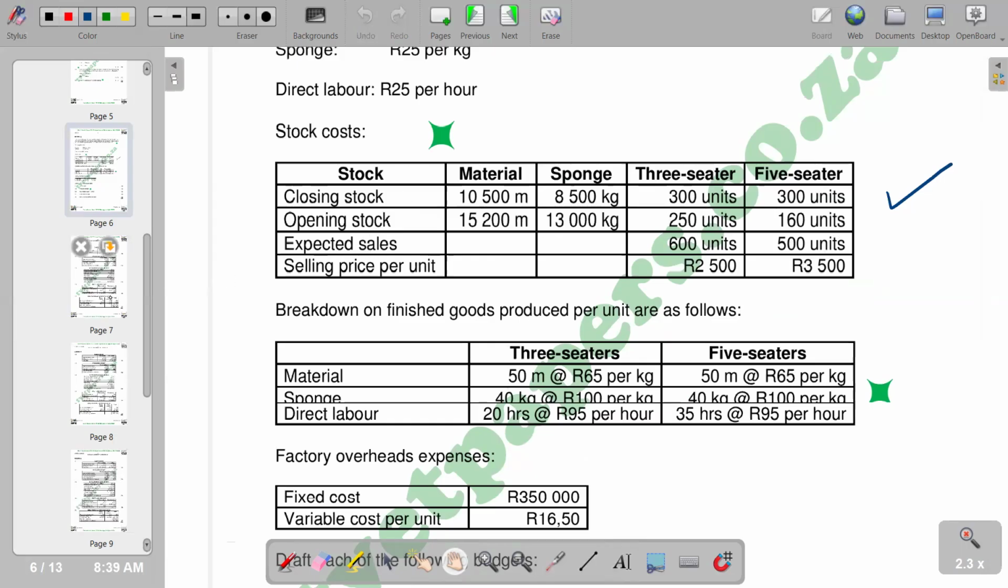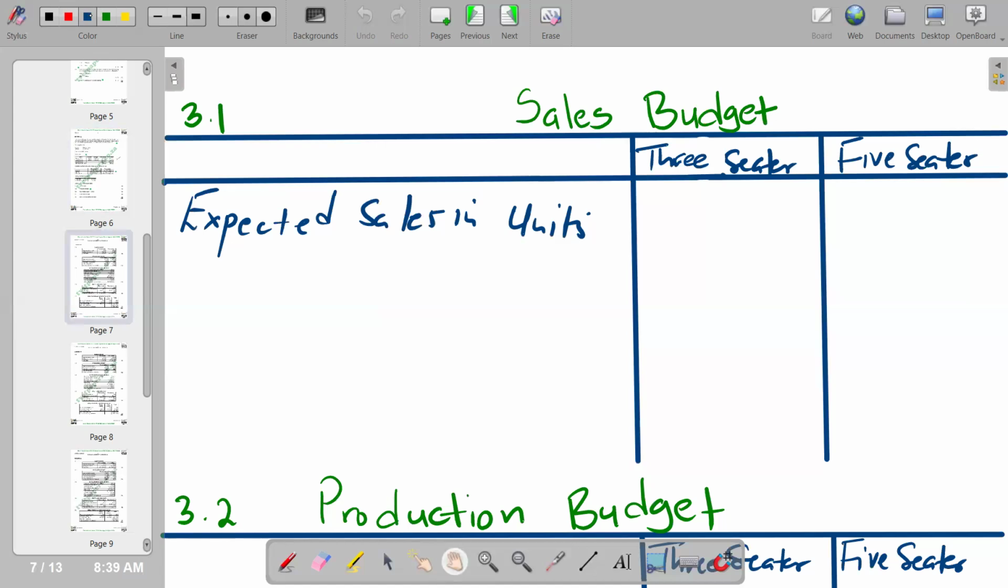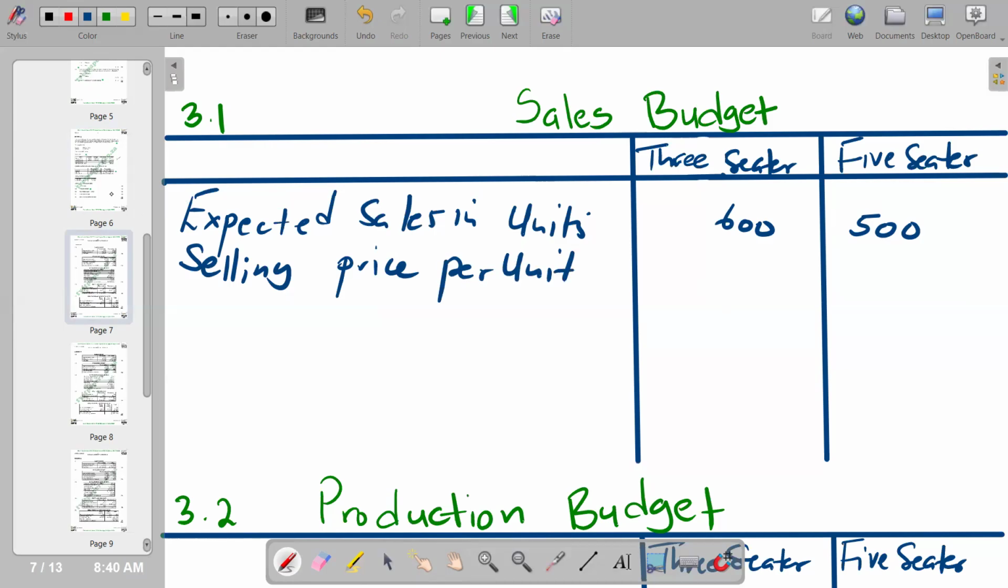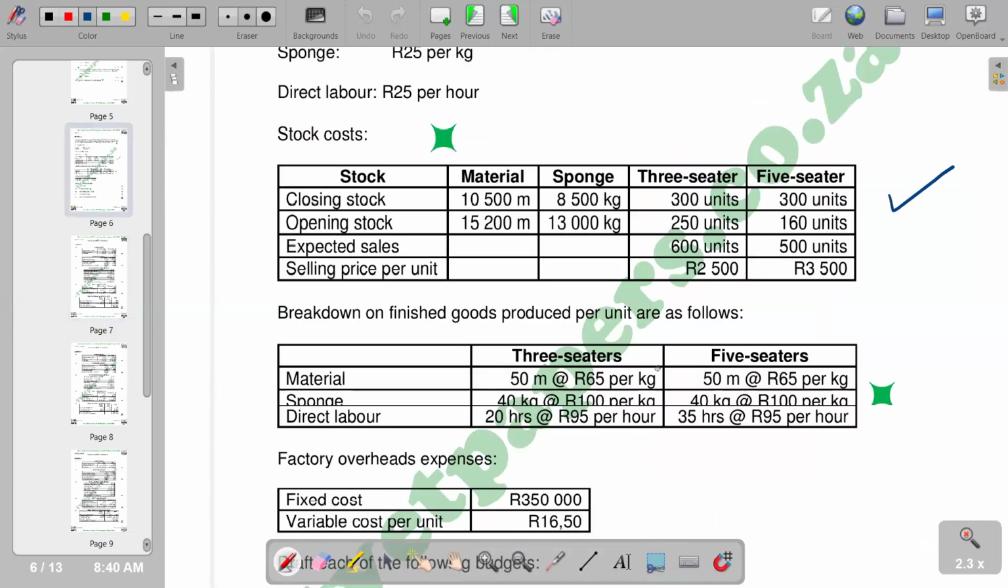So we enter those: 600 for the three-seater, then 500 for the five-seater. Then from there we put down the selling price per unit. If you refer back, you'll see that the sale price per unit is 2,500 for the three-seater, and 3,500 for the five-seater. So those are the sale prices per unit.